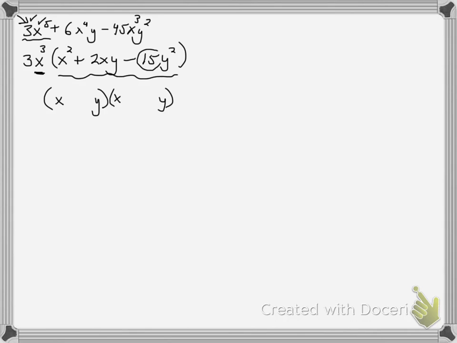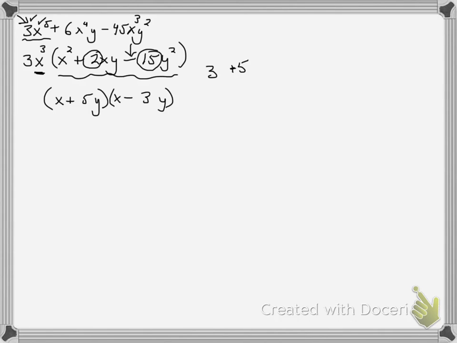I'm looking for 2 numbers multiplied together to give me 15. Their sum, or in this case, their difference is 2. So that would be a 3 and a 5. Which one would have to get a positive 2? This would have to be positive. Okay. So I want plus 5y minus 3y.